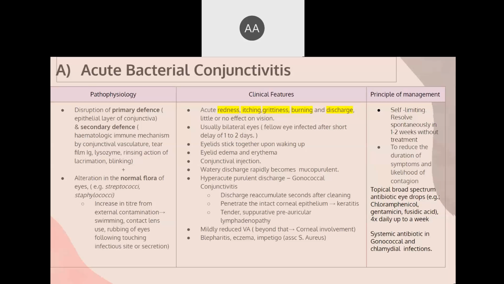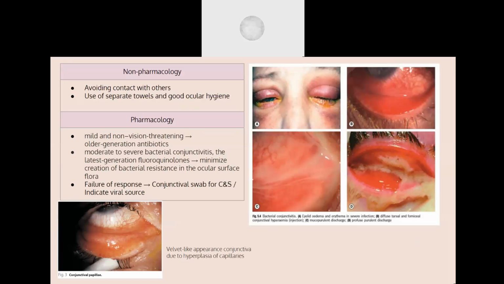Just for time's sake, do you want to show the clinical signs? Do you have photos of what to see in this conjunctivitis? Yes. Moving on to show the next slide, the pictures. And then the principles of management depend on the infective agent.